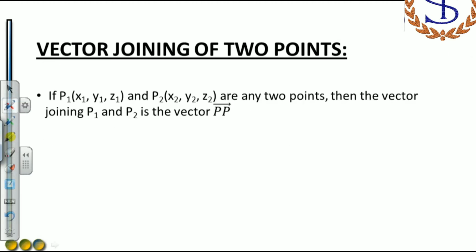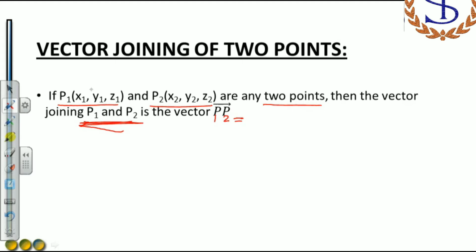Now see once again, here P1 having the coordinates x1, y1, z1, and P2 having the coordinates x2, y2, z2, and these are the 2 points. Now find the vector joining these P1 and P2. That is, what is the P1P2 vector?